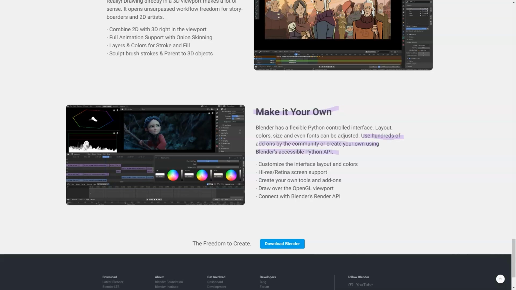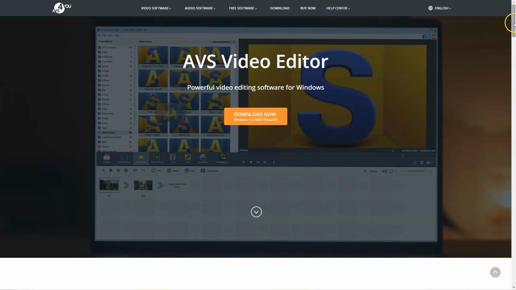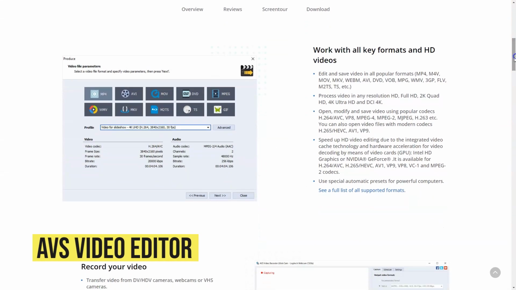I also struggled with the documentation's organization and level of detail. The interface was also a major challenge. What is AVS Video Editor?